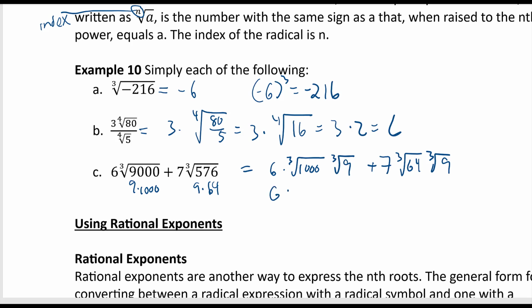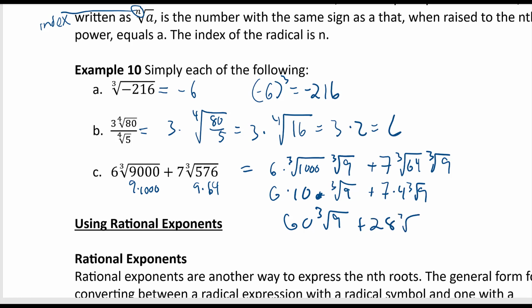So that's going to be 6 times 10 times the cube root of 9 plus 7 times 4 times the cube root of 9. I see an error right here, that should be times. So we have 60 times the cube root of 9 plus 28 times the cube root of 9, so I get 88 times the cube root of 9.